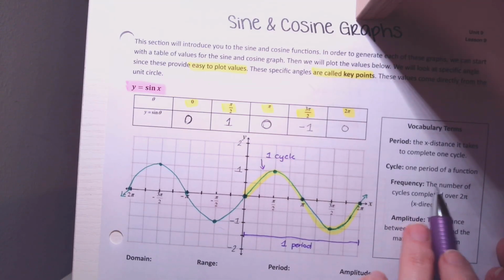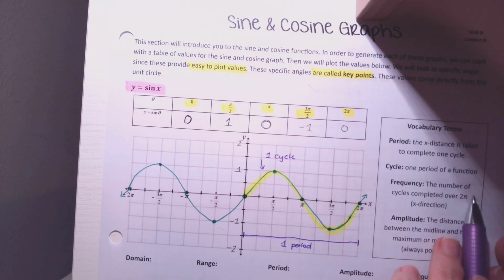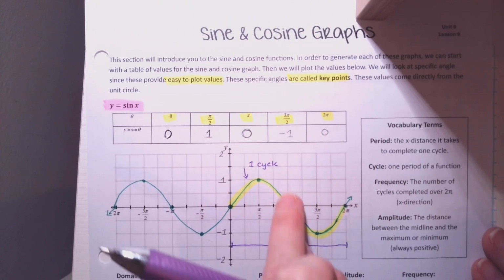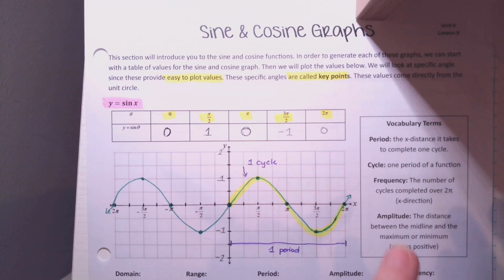Next part, frequency, the number of cycles completed in 2 pi. So this is 2 pi right here, and only one cycle of the sine function was completed in 2 pi. And then next new word is going to be amplitude.